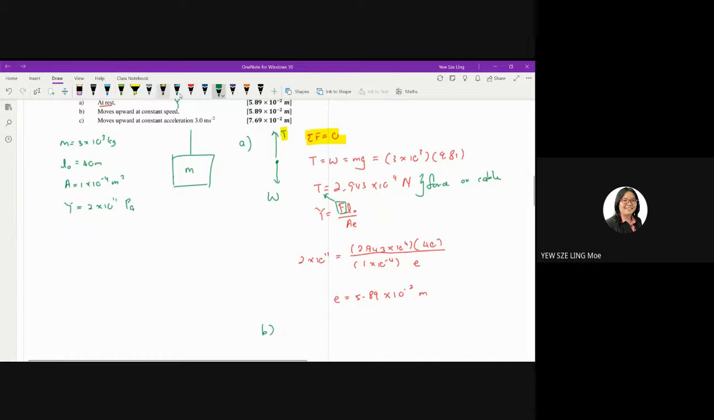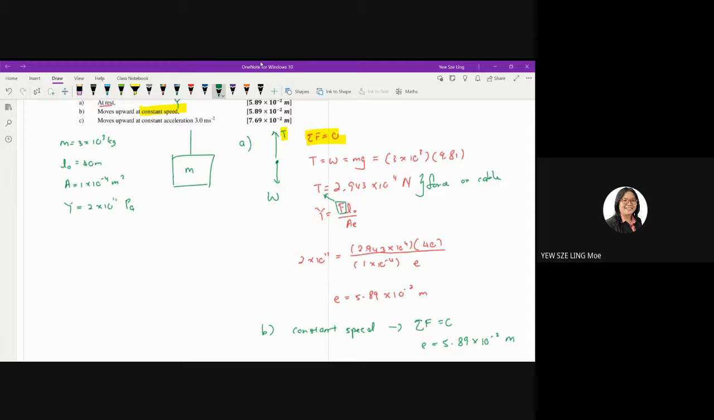Now, question B, you still have the same answer. Why? Because your object is moving at a constant speed. If your object is moving at a constant speed, it means you're still going to use Newton's first law to determine the tension. Therefore, questions A and B, basically you just repeat the same steps, and eventually you obtain E equals 5.89 times 10 to the power of negative 2 meter. So that is your question B.